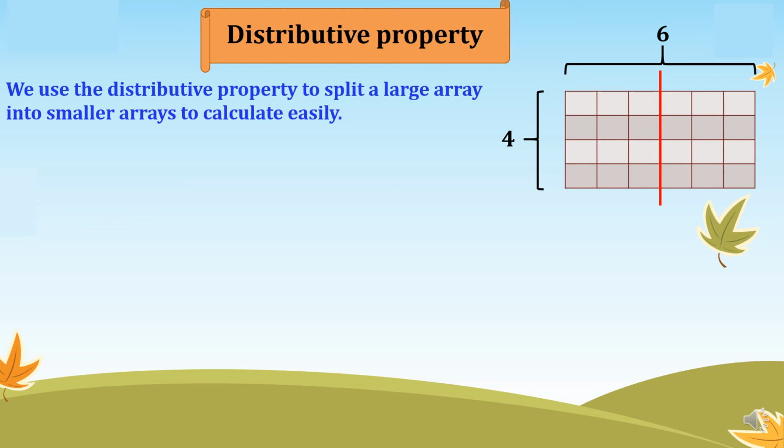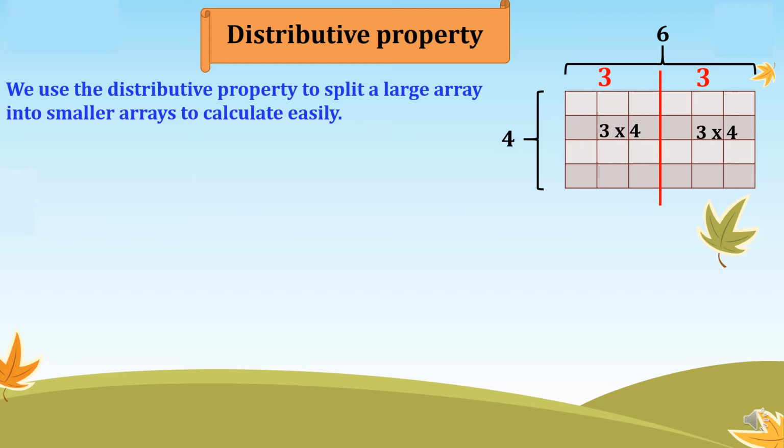The first array will contain what? 4 rows will not change. We have 4 rows, but columns changed. The columns here 3 and the columns here 3. So the first array is 3 times 4 or 4 times 3. And the next one will be the same, 3 times 4.